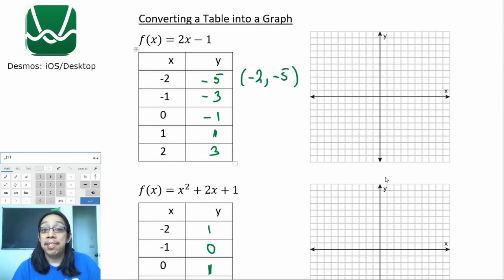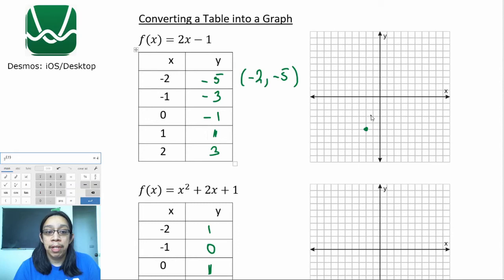And all we have to do is just take these points and go ahead and plot them onto the graph. So from here, this is -2, -5. So -2 is right here. We always start with the x, and then we go down to the y. So 1, 2, 3, 4, 5. The next one is -1, -3. So that means this one we start at -1, so then we go down to 3.